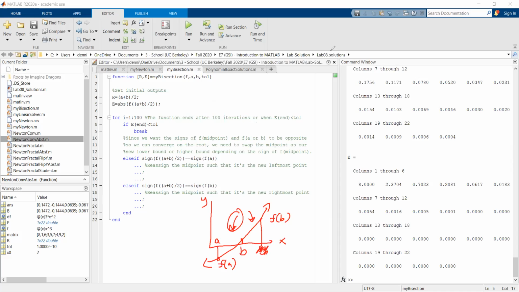Okay. With that knowledge, there's 2 things going on here. There's 2 else ifs. And that's to do with these 2 regions. I'm going to number them 1 and 2. Is it to the left?